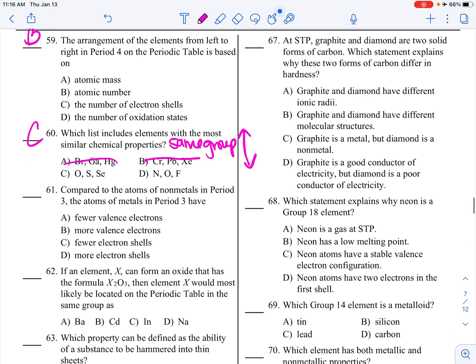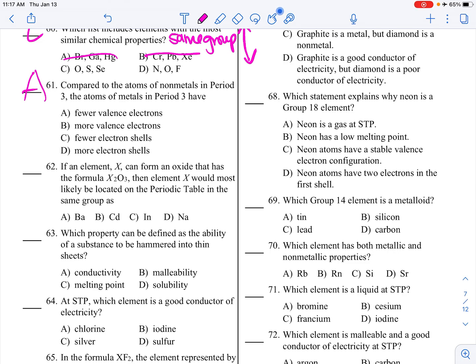Compared to the atoms of nonmetals in period 3, metals have, okay, so just period 3, looking at the metals, sodium, magnesium. So do they have fewer valence electrons? Sodium has 1, magnesium has 2. Yeah, they do. So that's our answer. Electron shells would be the same.